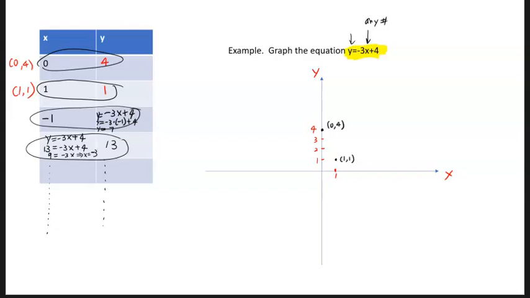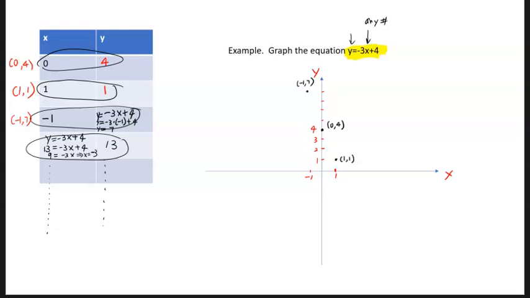And for each ordered pair, as you can see, I graphed the first two ordered pairs. I got these 2 points. So if I do the third one, x is -1. You can see here I have -1, 7. So I'm going to have to go up 7 units. So 3, 4, 5, 6, 7. And I'm going to have another point, -1 and 7 here.